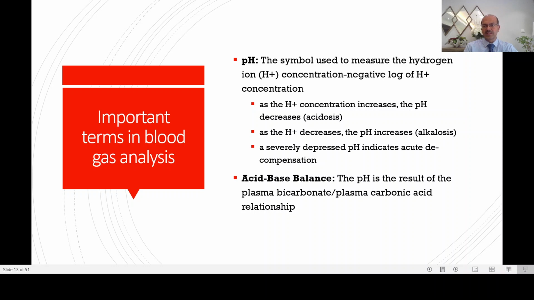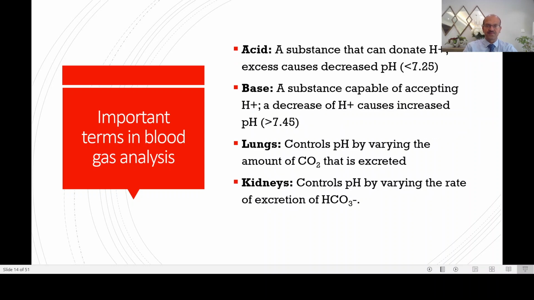Acid-base balance is a situation where the pH is maintained as a result of the plasma bicarbonate and plasma carbonic acid relationship. So the hydrogen ion in the plasma is in the presence of carbonic acid, and that's why this relationship maintains the acid-base balance. And why is acid-base balance important? Because the enzymes and the different cellular functions in the body, the membrane potential, the various actions work better in a certain pH, and the normal pH range of 7.35 to 7.45 is maintained for that reason, because for homeostasis in our body we need to maintain the pH. That's the main reason we do blood gas analysis.